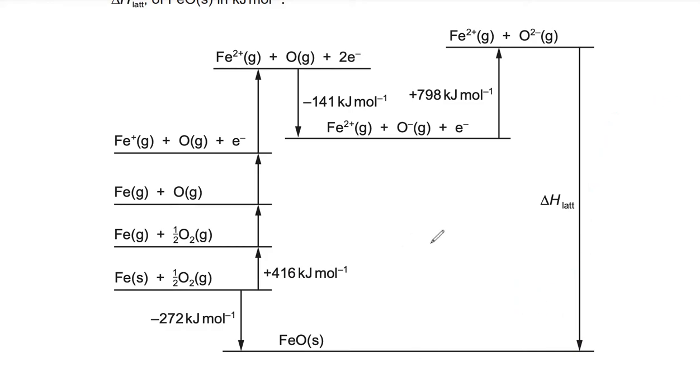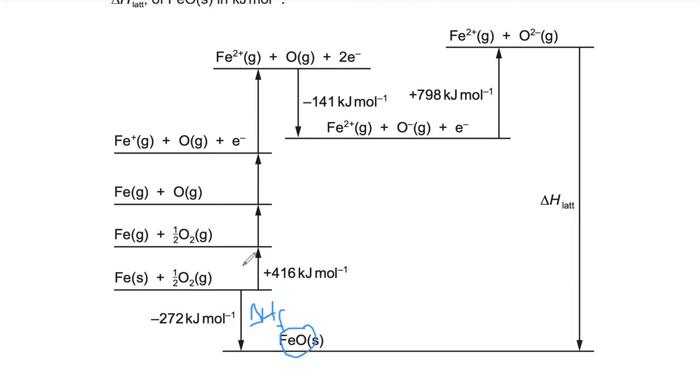Okay, so what you do is, over here, Fe(s) plus half O2 gas forms FeO, which is in solid form. That's the enthalpy change of formation of FeO. So we write enthalpy change of formation of FeO.